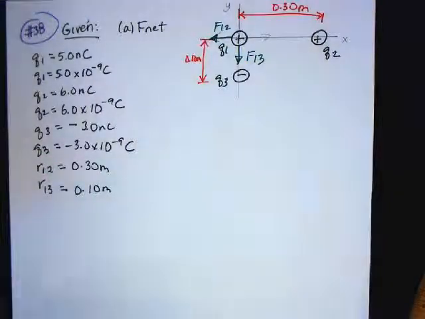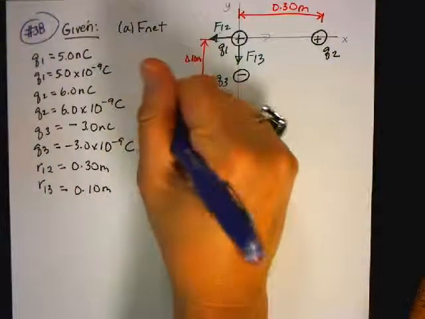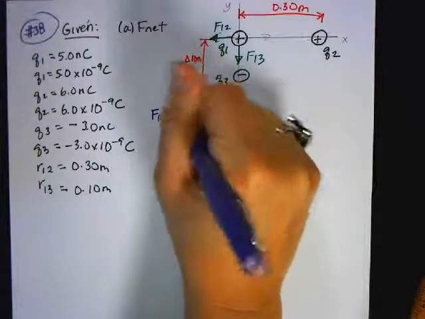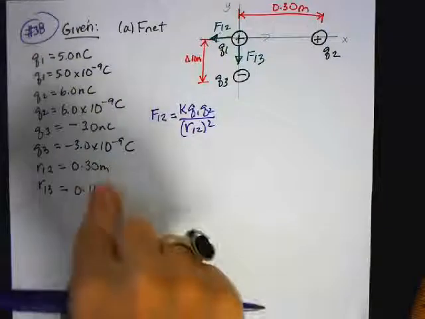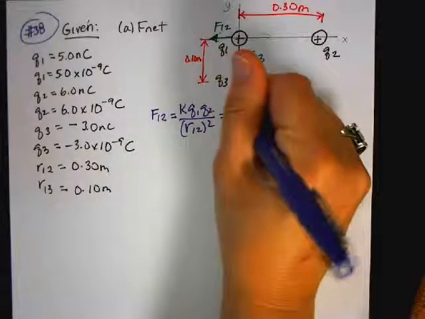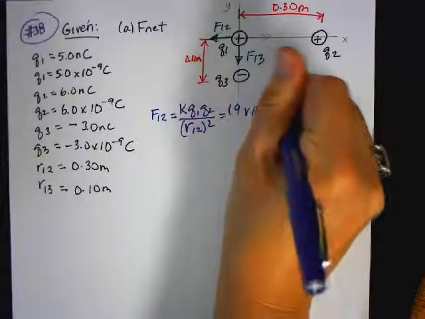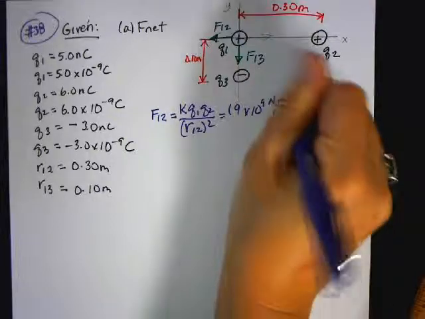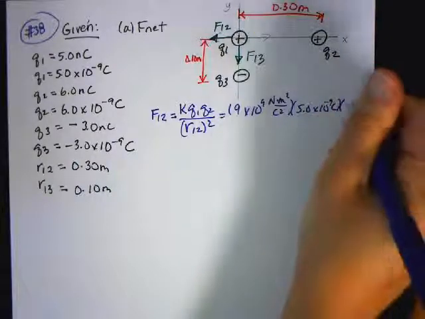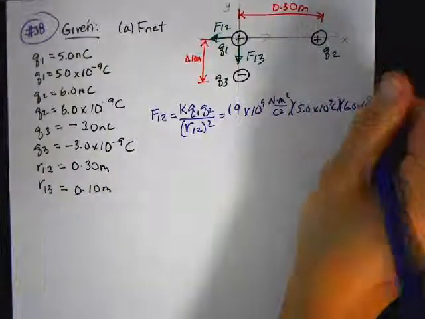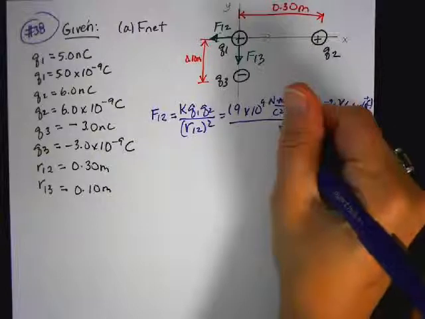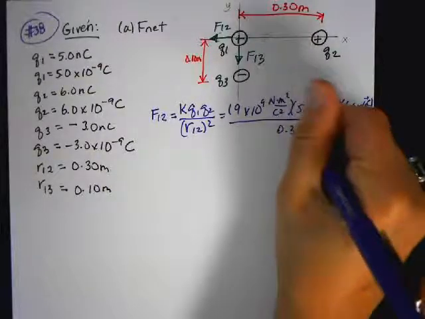So let's go ahead and calculate those forces. F12 is equal to K Q1 Q2 over R12 squared. This is why it helps to write all this in my given, because now I can easily substitute it into the equation for Coulomb's law. So 9 times 10 to the 9 newton meter squared per coulomb squared times Q1, 5 times 10 to the negative 9 coulomb, times Q2, which is 6 times 10 to the negative 9 coulomb, all over that distance, which is 0.3 meters squared.